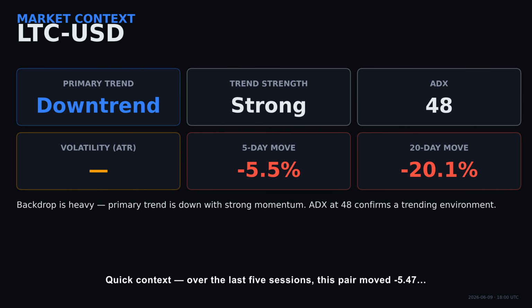Zooming out for a second, let's talk macro. On this slide, you've got the primary trend, its strength, the ADX number, and the volatility regime measured as ATR %. Here's the thing. A setup that looks textbook in isolation can totally fail if the broader regime is fighting it. So you want to ask, is this trade swimming with the market current or against it? The 5-day and 20-day moves at the bottom answer that.